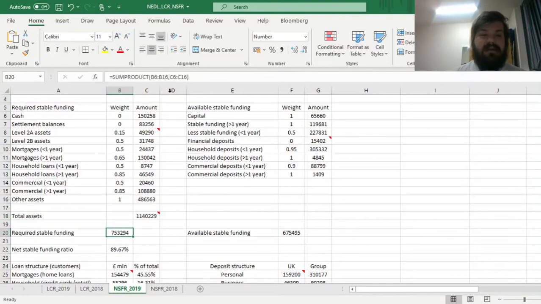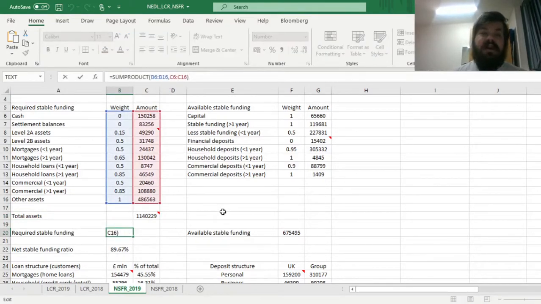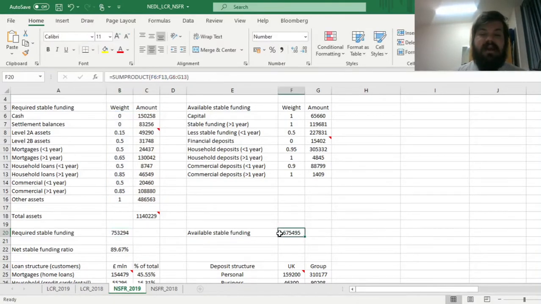We can calculate those by just using the sum product function across the disclosure items and respective weights. So here it is for the required stable funding, and here it is for the available. And finally, we can calculate the hero of our today's tutorial, the net stable funding ratio, or NSFR, which is a ratio between the available stable funding and the stable funding required. And obviously, Basel wants banks to have this ratio at least 1 for them to be able to provide for their encumbered assets with their stable funding at least pound for pound.